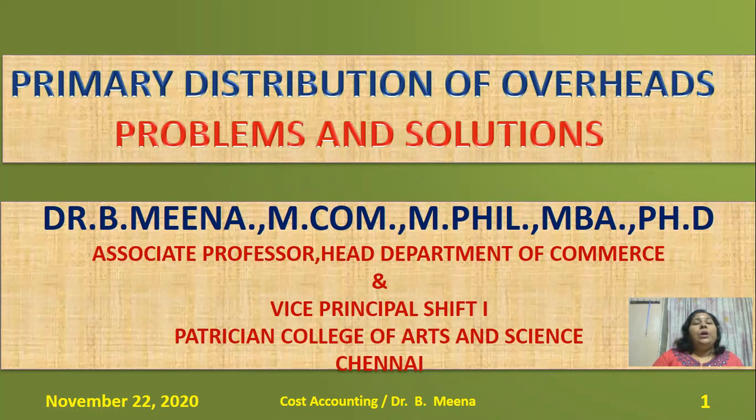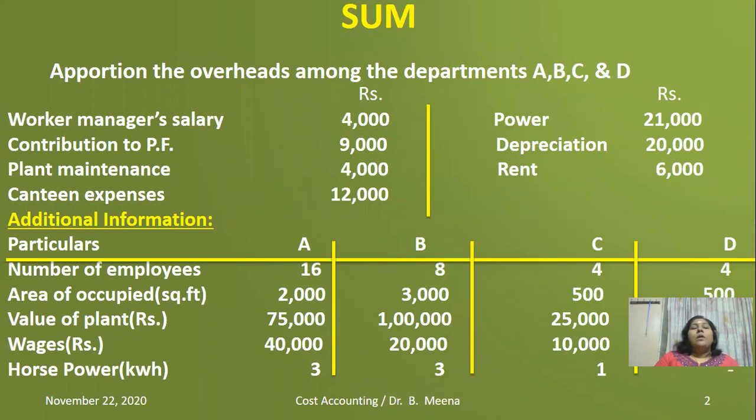In this video, you are going to learn one more problem on how to prepare primary distribution summary under the overhead chapter. Click the I button to watch my previous videos for more understanding on how to prepare the primary distribution summary, as well as what are the suitable bases for apportioning the expenses to production departments as well as service departments. Let me check one more problem in this video.